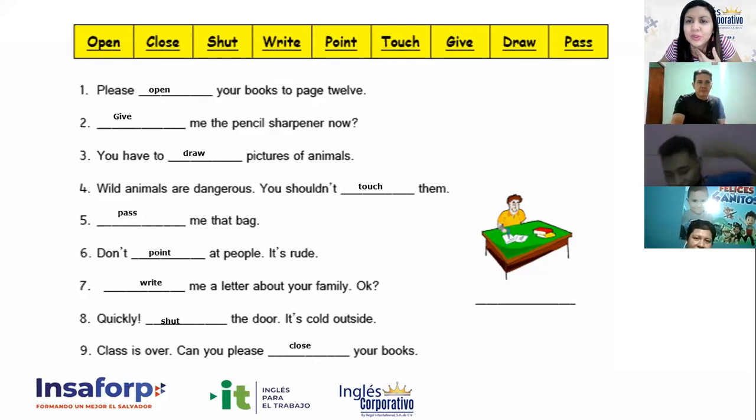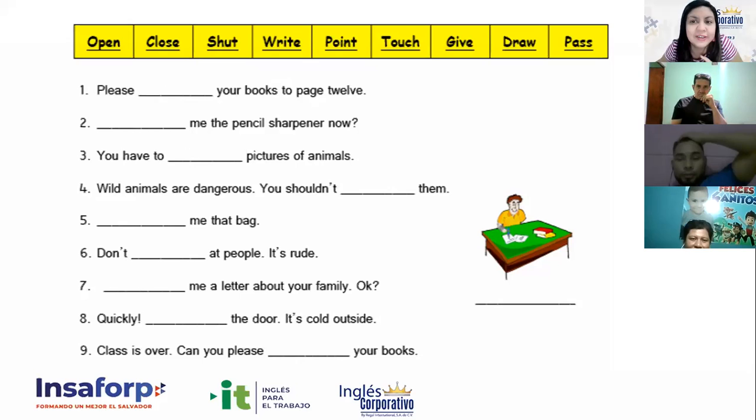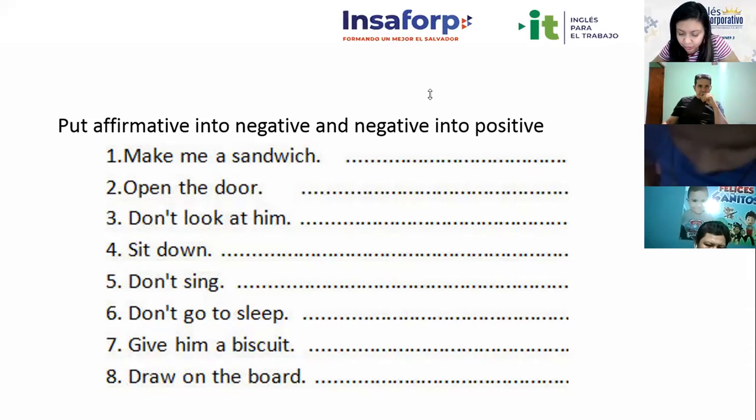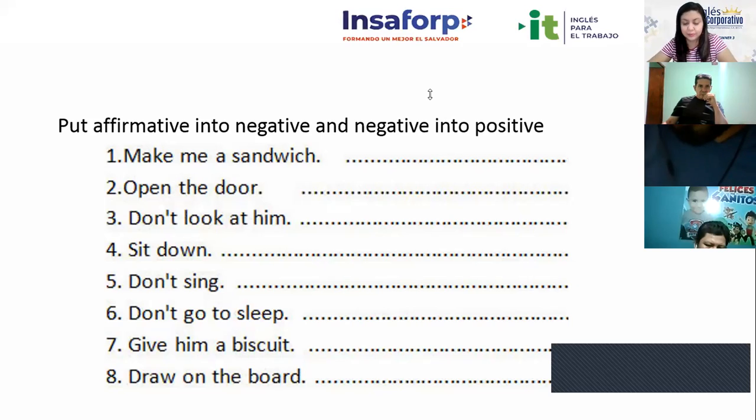Okay, now let's do the next activity. Go for the next activity, you have to put affirmative into negative and negative into positive or affirmative. For example, make me a sandwich. Don't make me a sandwich. Open the door. Don't open the door. Don't look at him. Look at him. So please, you can write it in the chat, the different instructions in negative form.